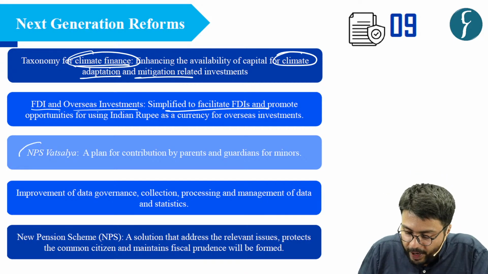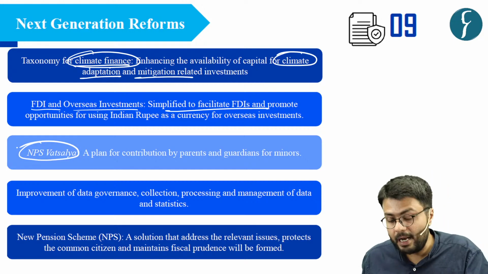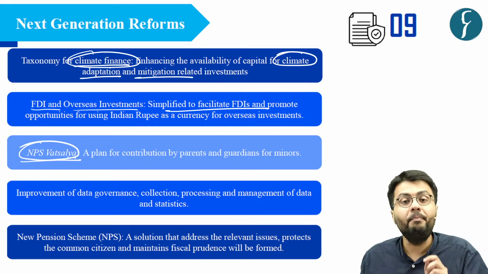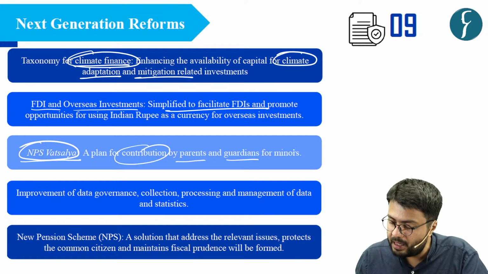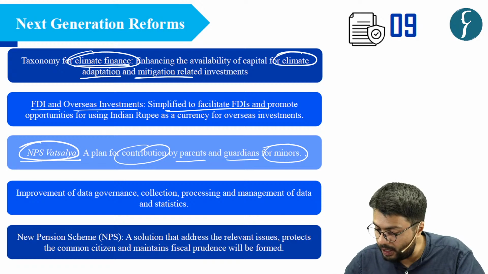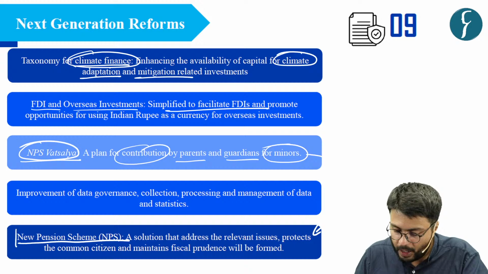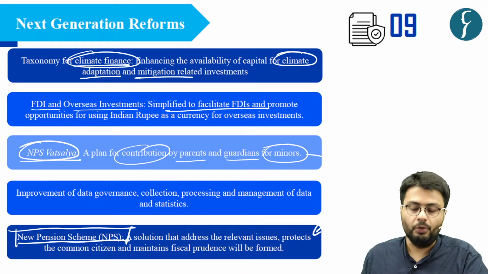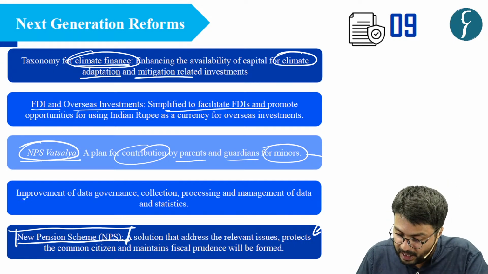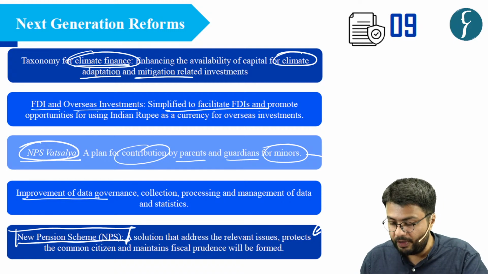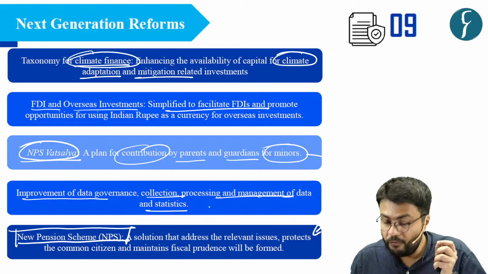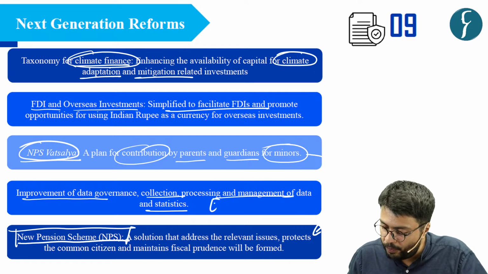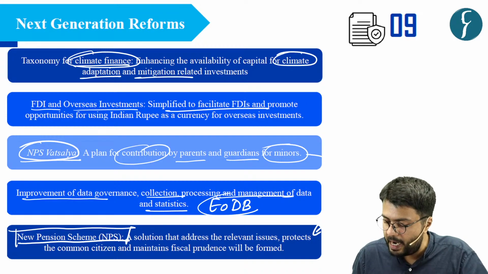Additionally, to provide financial security to the country's minors, the government is coming up with the NPS Vatsalya Yojana, which provides for contribution by parents and guardians for minors. After they come of age, these accounts will be transferred into a normal NPS account. Further, the government is undertaking improvement in data governance, collection, processing, and management of data and statistics, which is overall intended to provide ease of doing business in India.